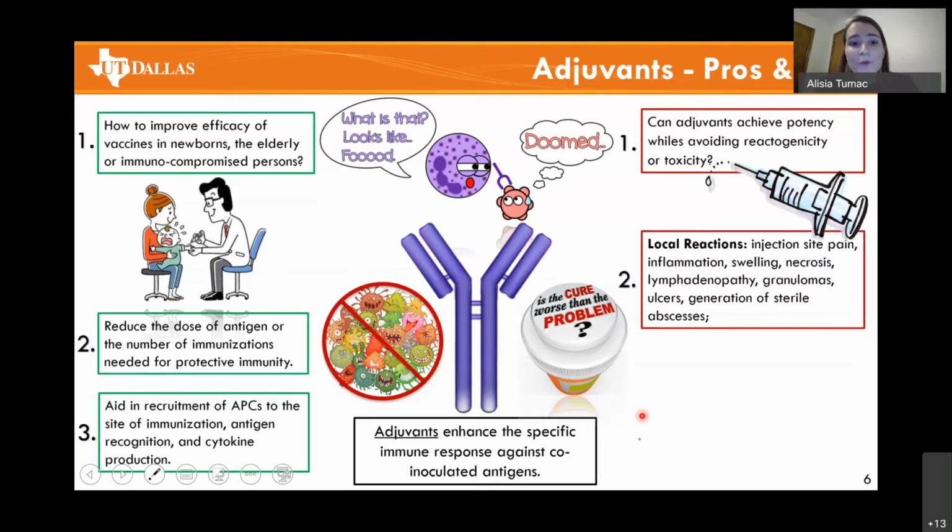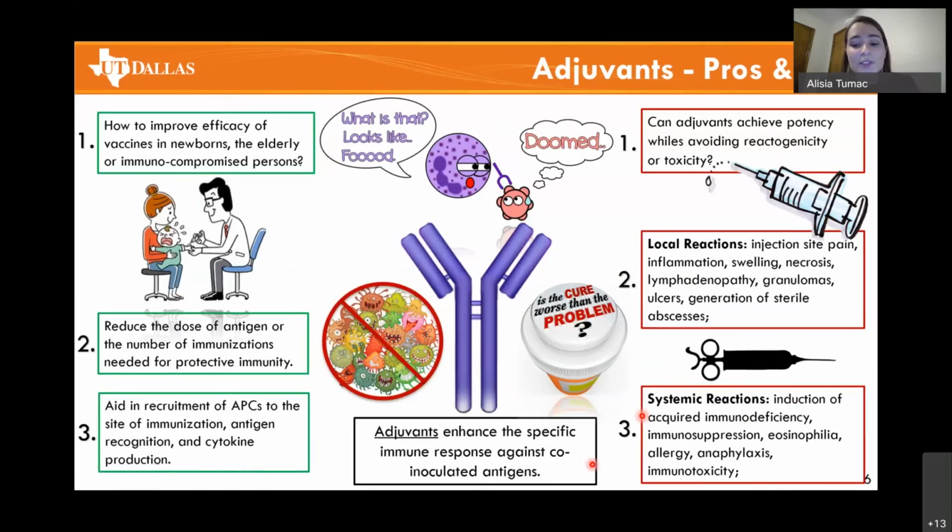Some of them may have only local reactions, and they can range anywhere from injection site pain, inflammation, all the way to more severe local reactions such as ulcers and sterile abscesses. However, the more harmful kind are the systemic reactions, and these are the type of adjuvants that would be on clinical trials for an extended period of time or may never reach clinical trials because they can induce acquired immunodeficiency and immunotoxicity.